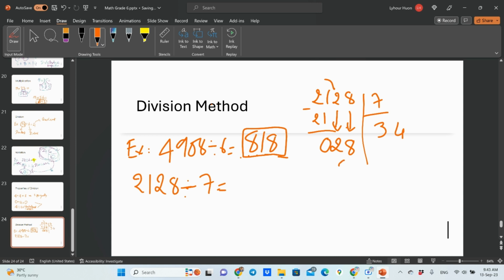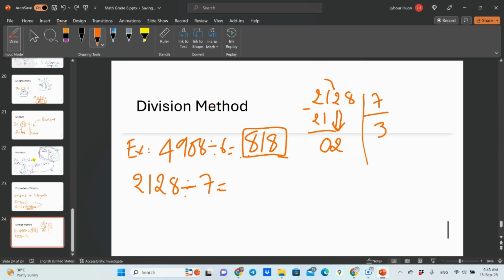Here is the big mistake everyone makes. In these problems, when we drop digits, we can only drop one digit at a time. You cannot drop two digits at the same time. Now 2 is smaller than 7, so we cannot divide, right? So we need to drop another digit.